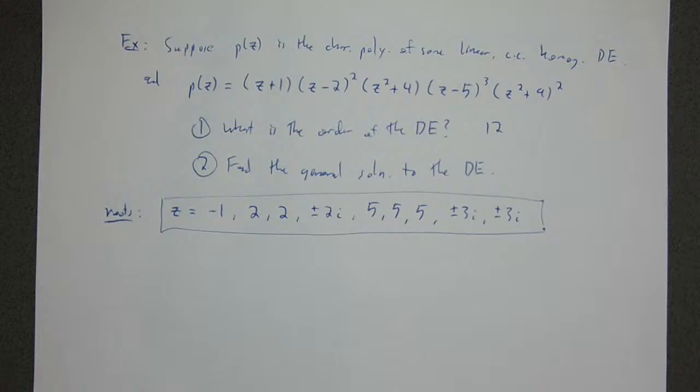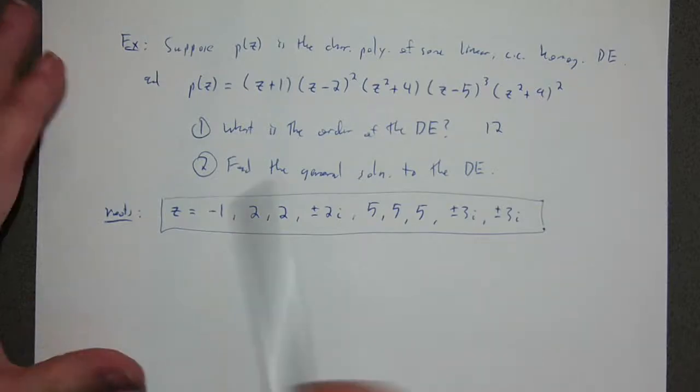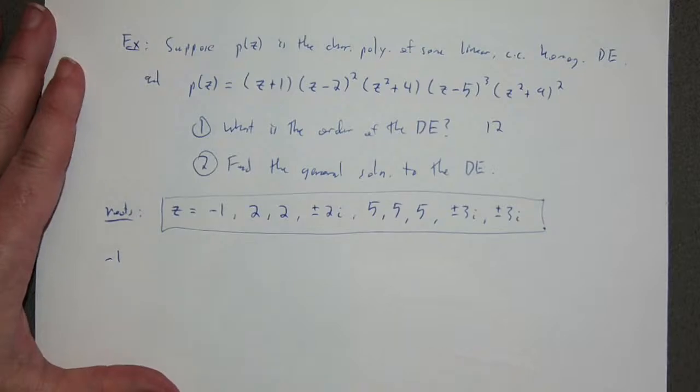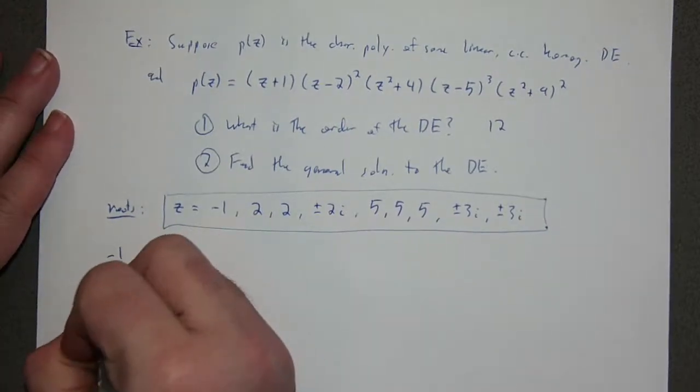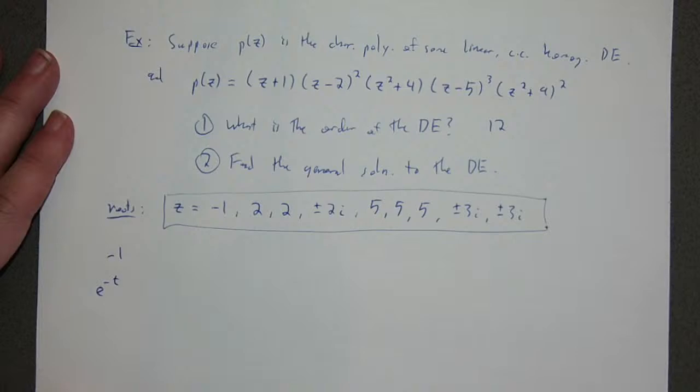Okay, if I had to actually check that those were linearly independent, I would be computing the Wronskian for 12 solutions, which would lead to me taking the determinant of a 12 by 12 matrix. Okay, so I'm definitely not going to do that. It turns out that this process is always going to yield linearly independent solutions. So how does this assignment work? So for the root minus 1, what solution do I get? I get e to the minus t.